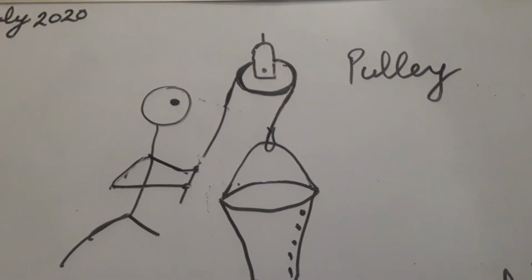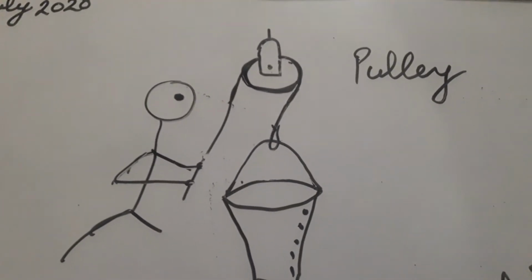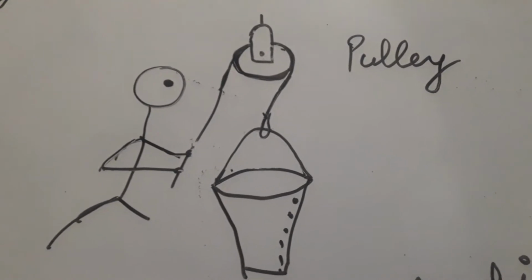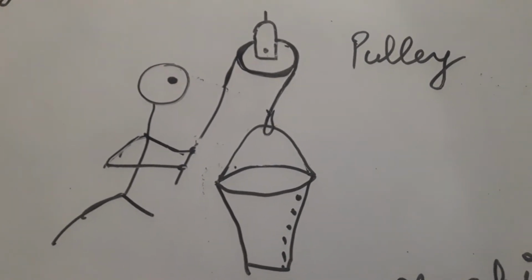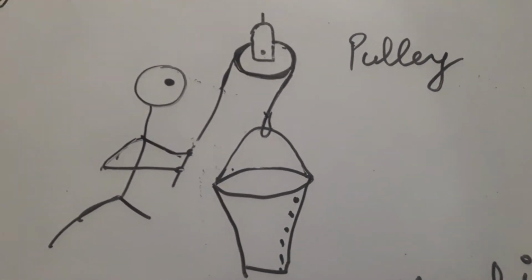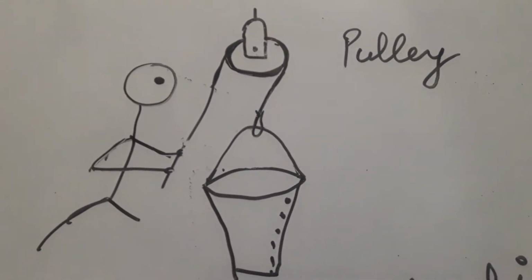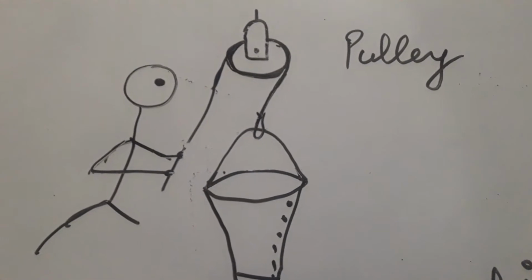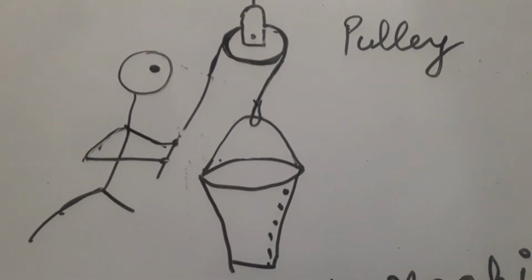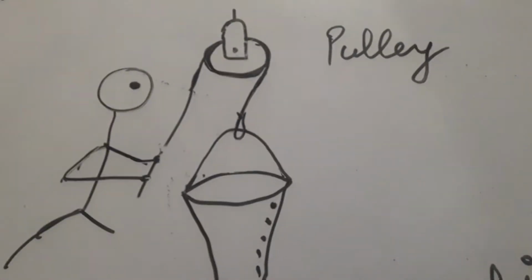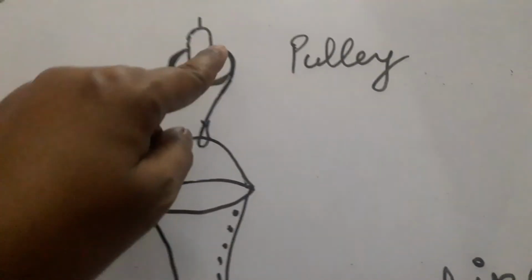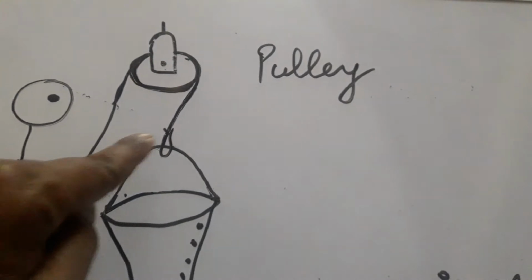Hello children, in the continuation of the previous video in which I showed you all the different types of simple machine, this pulley was left to be discussed. Just see the pulley. This boy is holding one rope and the disc shape which you can see, this is a fixed pulley, and just see the rope, it is tied with this bucket.